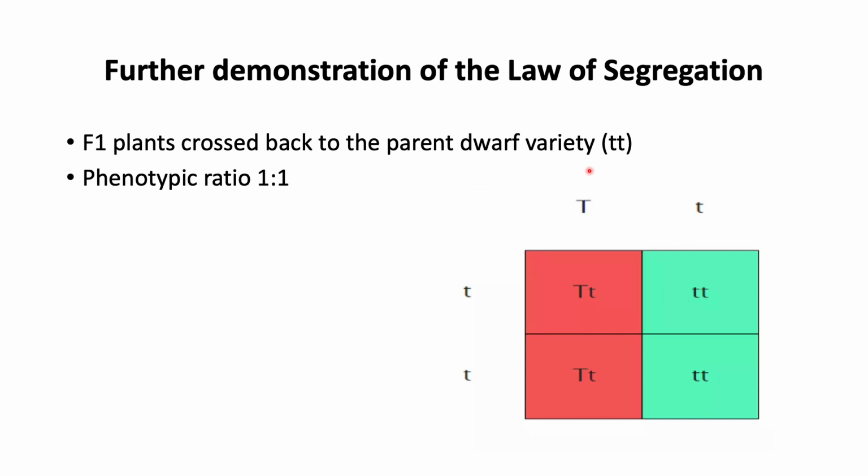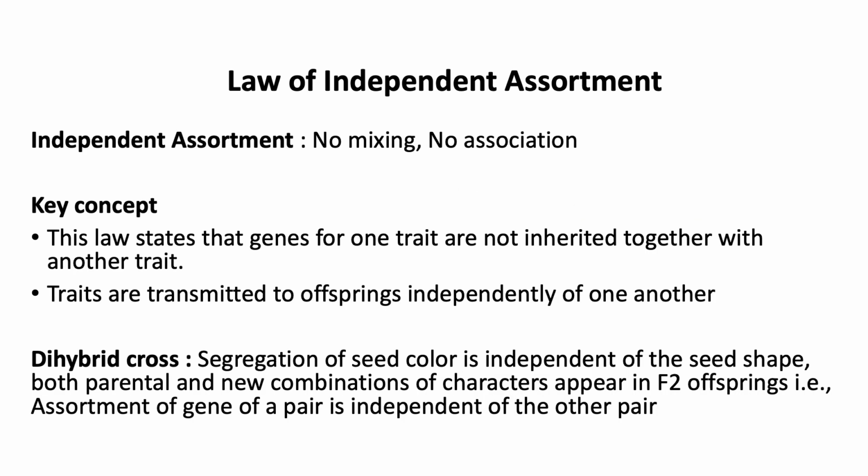Further demonstration of the law of segregation can be seen when the F1 plants, that is, the heterozygous tall plants, capital T and small t, are crossed back to the parent dwarf variety with two small t's. We could see that it produces two heterozygous offspring which are tall and two homozygous recessive which are short offspring. So the phenotypic ratio is observed to be 1:1. This shows how the gametes from the parents segregate and determine the characteristics of the offspring.